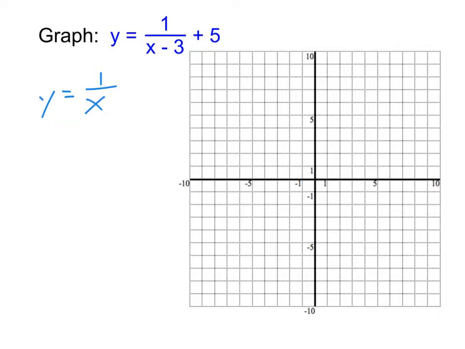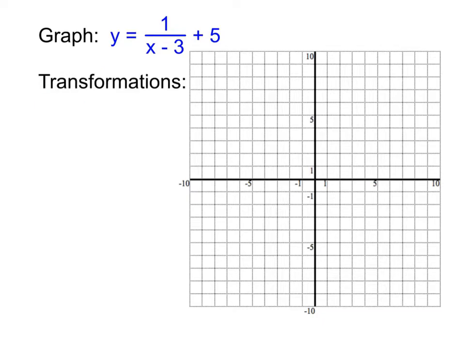So I know this general shape of this graph is going to be the same as it was for the 1 over x graph that we saw first yesterday, as well as on last night's assignment. But then we do need to consider what are the transformations being applied here.